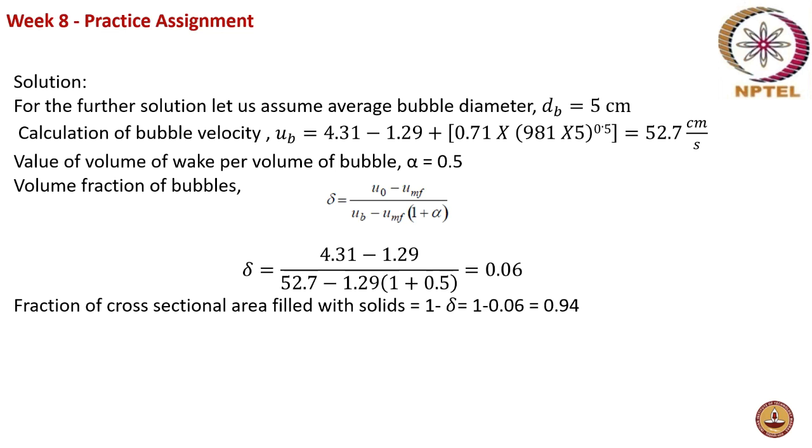The fraction of cross section area filled with the solids is 1 minus delta, because delta is the fraction filled by bubbles, that is the volume fraction of bubbles, right? So the fraction that will be filled with solid is 1 minus delta. Correct? Are you able to get that? Yes, ma'am. So substituting that, we get 1 minus delta to be 0.94.